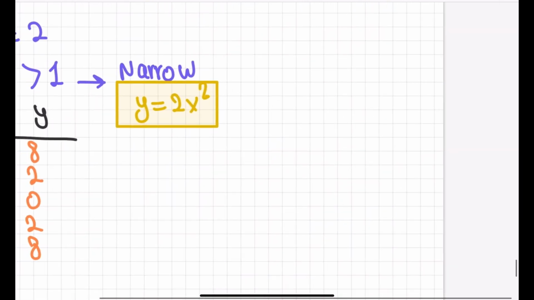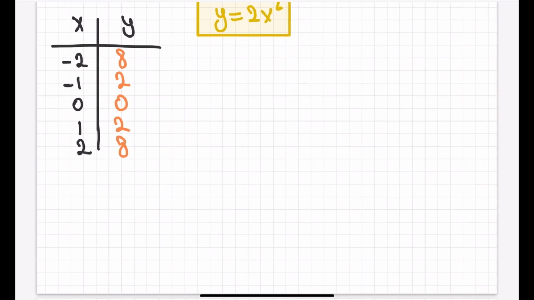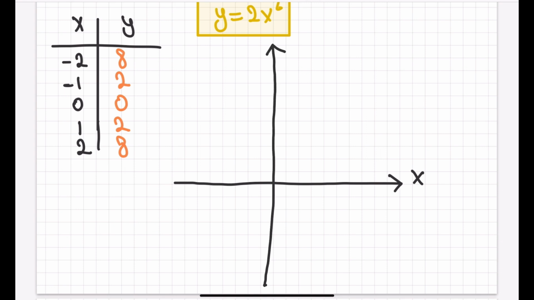So let's graph it. I'm going to come down to have more space in order to graph it. This is our x coordinate. You always put the x beside it so you know, otherwise you're going to lose marks in your exams. And this is our y here.